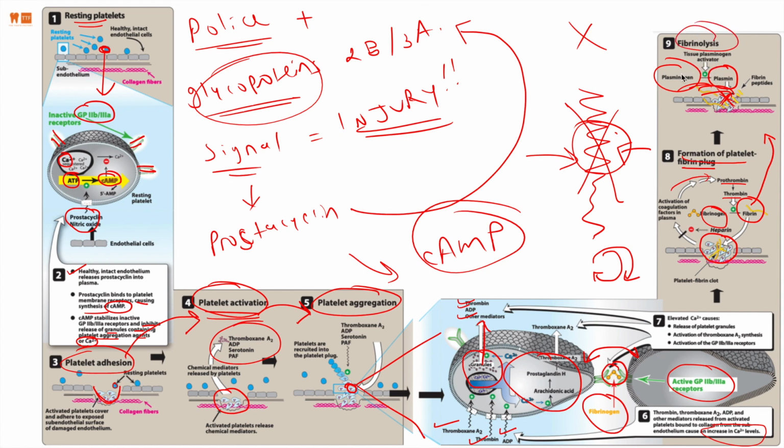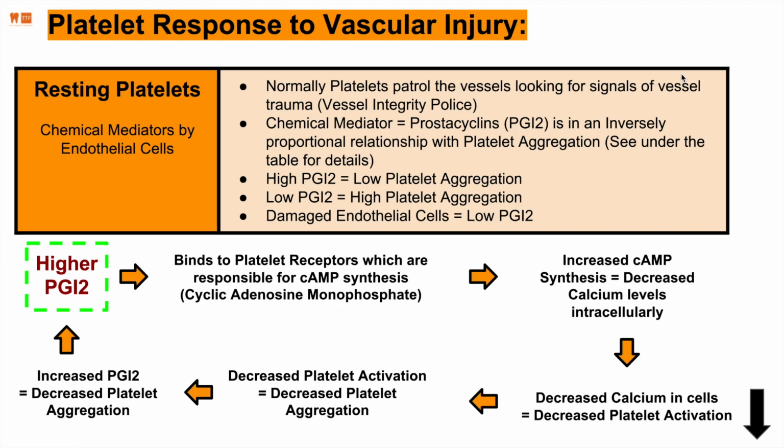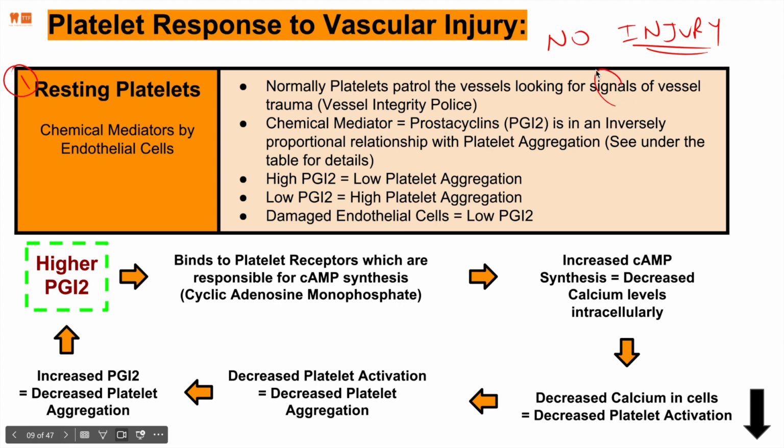This is the long story. I know it was back and forth, but now let's take a look at it with more analytics. So you can write some notes down. Stage 1 is resting platelets. This is when there is no injury, nothing yet, okay? Let's see what happens. Well, normally platelets patrol the vessels looking for signals of vessel trauma. Vessel integrity police, you can call it, right? VIP. Told you I'll crack a couple of jokes in the middle.